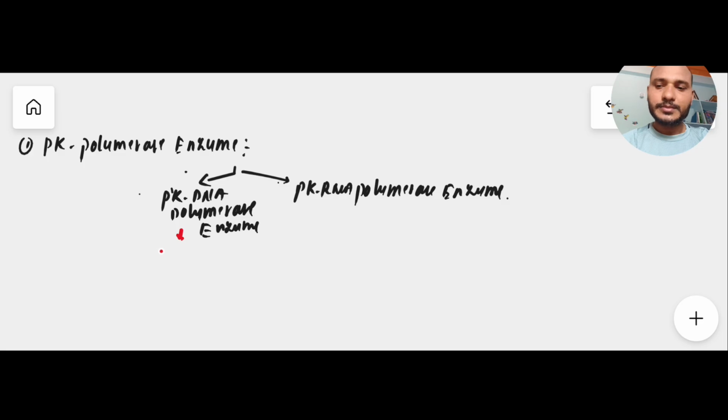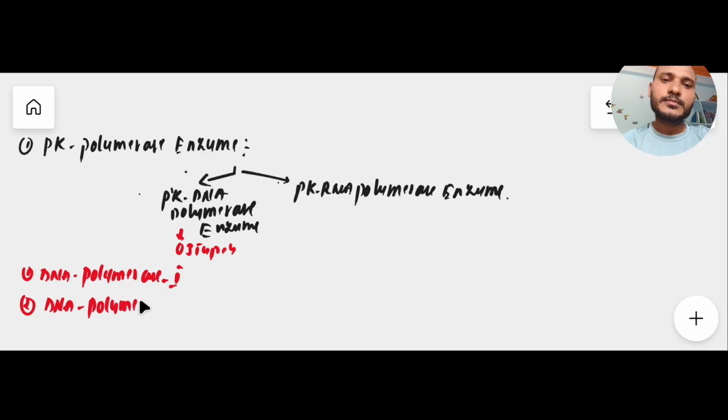So here we have three types of prokaryotic DNA polymerase enzyme. First one, DNA polymerase 1. Second one, DNA polymerase 2. And third one, DNA polymerase 3. Now we will discuss each type in detail, their function.